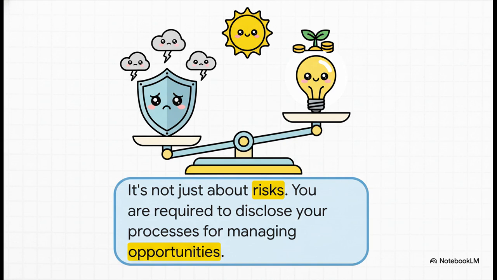This is the one point every SME preparer has to grasp. IFRS S1 formally brings the hunt for sustainability-related opportunities into your risk management disclosures. You actually have to explain how you find them, how you evaluate them, and how you act on them, and you have to do it with the same rigor you apply to risks.